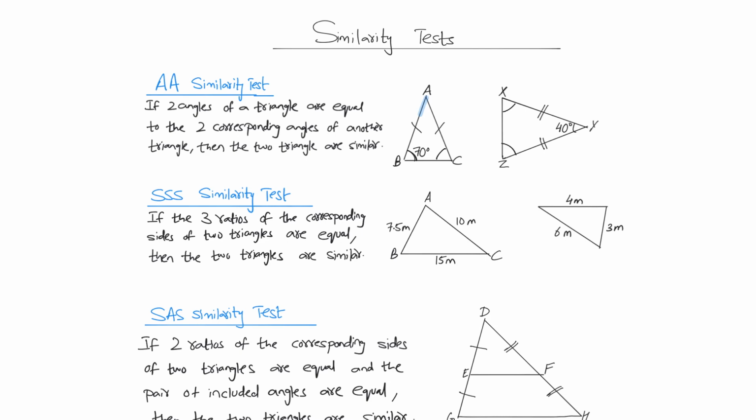We don't need to prove the third angle, as the third angle will automatically be the same because we know that the total sum of the angles in a triangle is 180. So if we know that this angle is 70 and it's an isosceles triangle, this angle must be 70. And if you work out using the sum of the angles of a triangle, you will come across the fact that this angle is 40 degrees. Similarly, if you know that this angle is 40 and you have an isosceles triangle XYZ, this angle comes to 70 degrees.